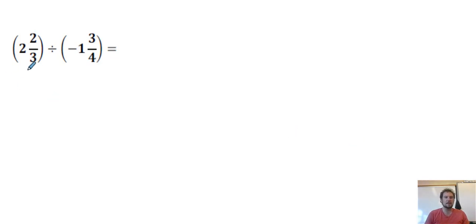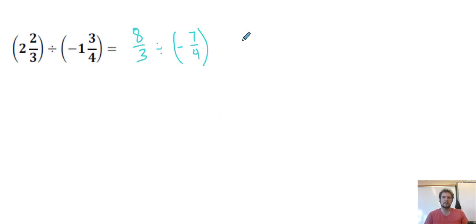When we start looking at mixed numbers, just like with multiplication, what we're first going to want to do is turn them into improper fractions. So 2 and 2/3 is 8 over 3. 2 times 3 is 6, plus 2 is 8, divided by negative 1 and 4/3. Again, 1 times 4 is 4, plus 3 is 7 over 4.